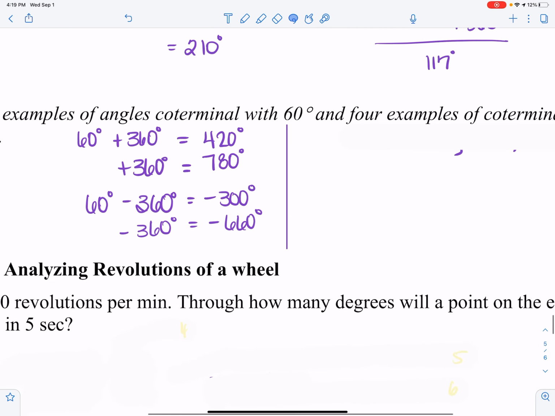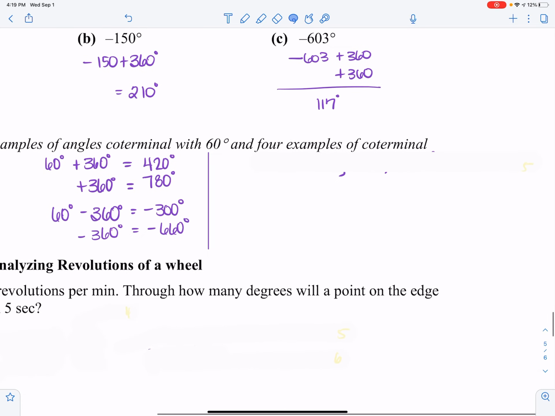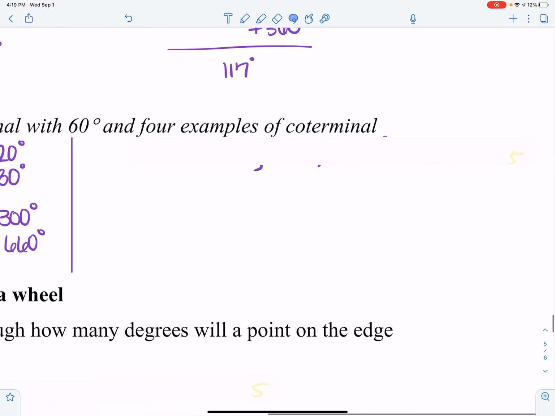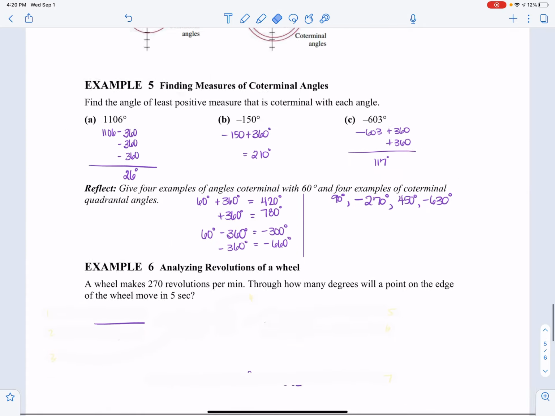The second part of this reflection question says to give 4 examples of coterminal quadrantal angles. Remember, quadrantal angles are angles whose terminal side lands on an axis. I just chose my 90-degree spot, and if I add or subtract whole circles to 90 degrees, I get 3 more coterminal angles: negative 270, 450 degrees, and negative 630 degrees.